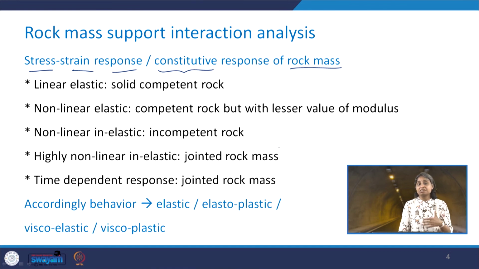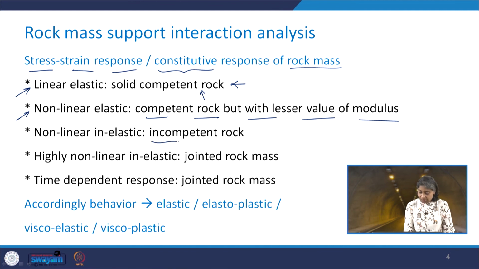Any rock mass can behave in a linear elastic manner, which is a particular case of the solid competent rock. So, in case you have the solid competent rock at the site, it is expected that it will show the linear elastic stress strain response. Similarly, one can have non-linear elastic stress strain response in the case of competent rock, but with a lesser value of modulus as compared to this particular case, which is solid competent rock.